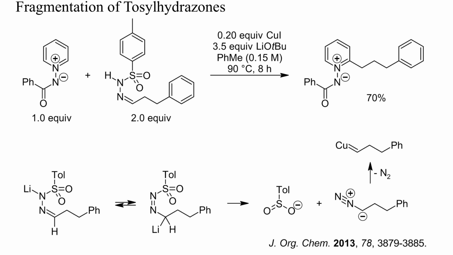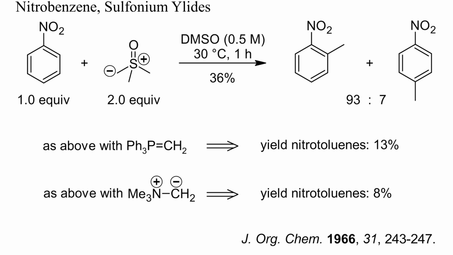Here, a copper-carbene complex was generated by heating a sulfonyl hydrazone with lithium tert-butoxide and catalytic copper iodide. Insertion of this carbene complex into position 2 of a pyridinium ylide gave the alkylated heteroarene in 70% yield. Sulfonium ylides are more basic and nucleophilic than diazoalkanes, and are better suited for the alkylation of electron-deficient arenes. Few examples have been published, though, and some optimization may be required to attain high yields.